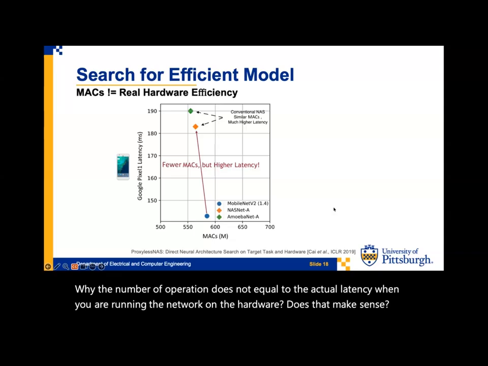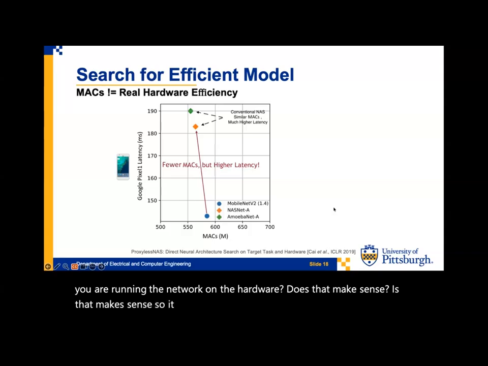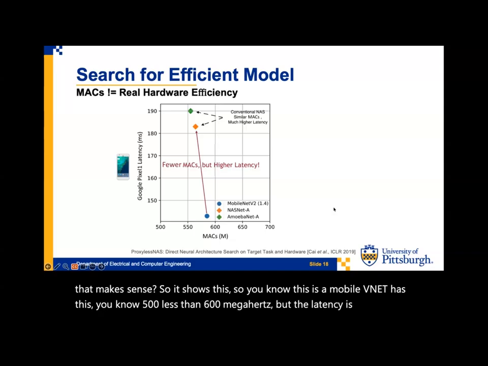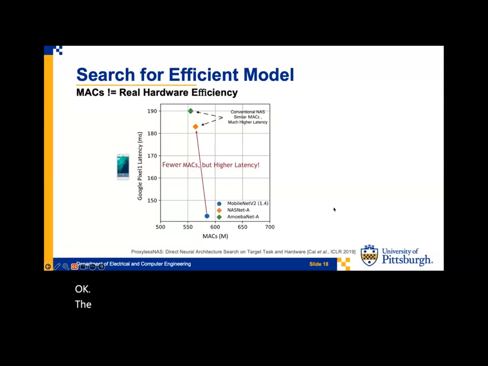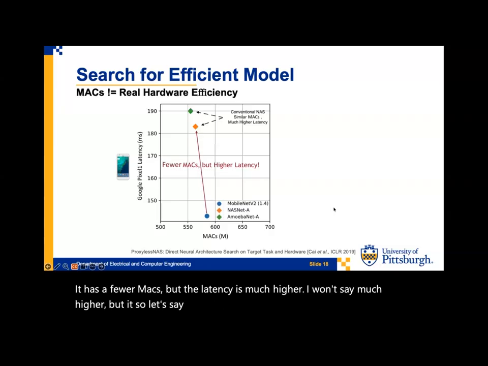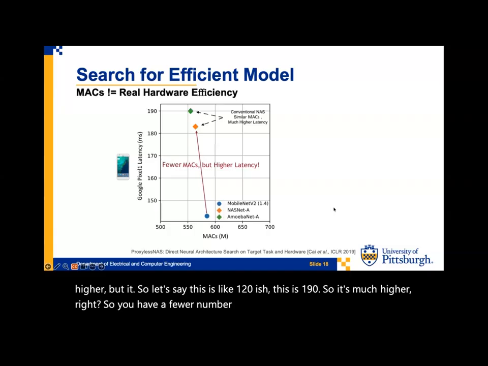Does that make sense? So it shows this. This MobileNet has less than 600 MACs, but the latency is over here. The other two networks have fewer MACs, but the latency is much higher. Let's say this is like 120-ish, this is 190, so it's much higher, right? So you have fewer operations, but it takes longer to run.